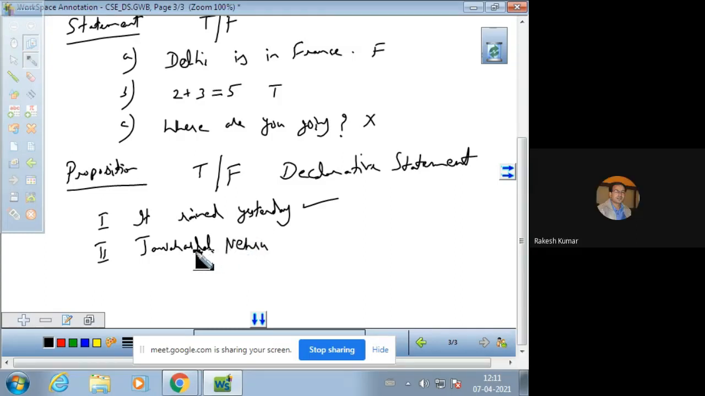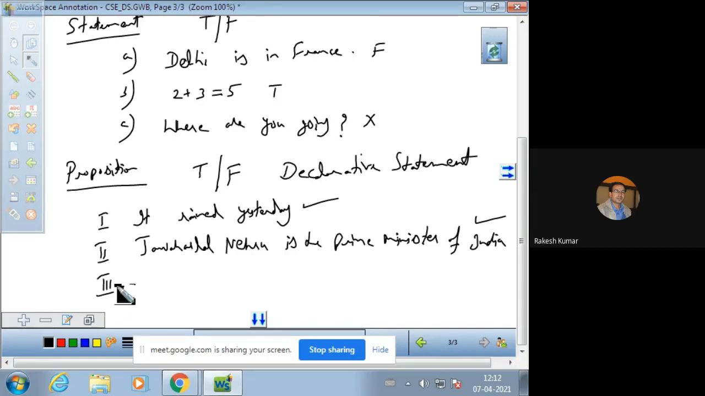Jawaharlal Nehru is the first Prime Minister of India. Now we all know that he was the first Prime Minister of India. So it is also a declarative statement.